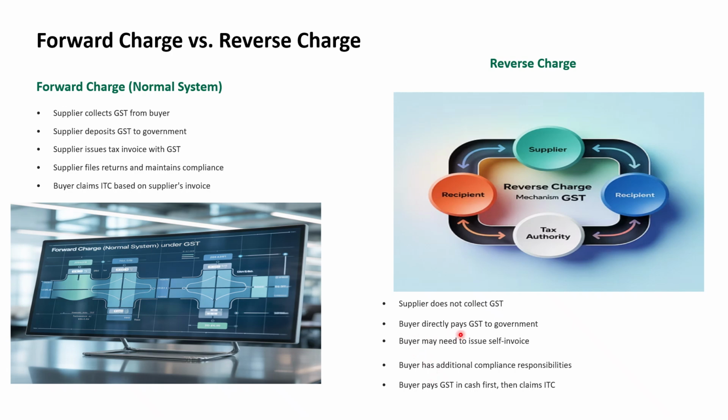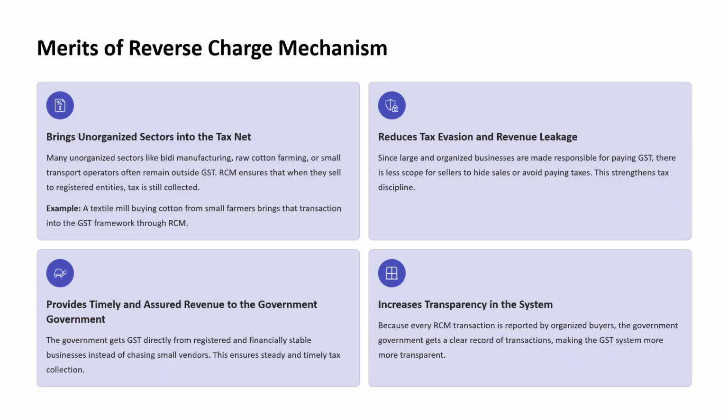That is, the buyer has to pay GST to the government. He has to make a self invoice. The buyer has additional compliance responsibilities. The buyer pays GST in cash first and then claims ITC.